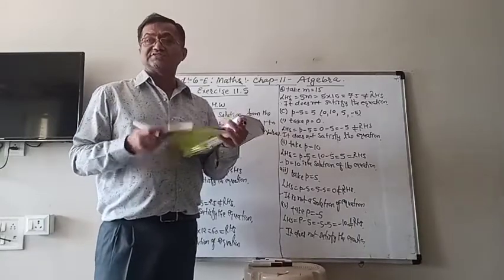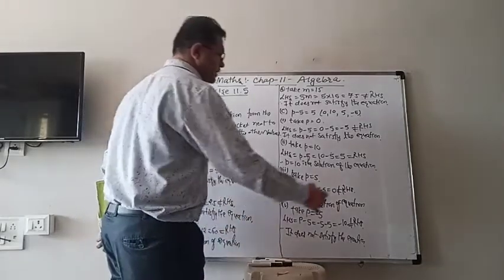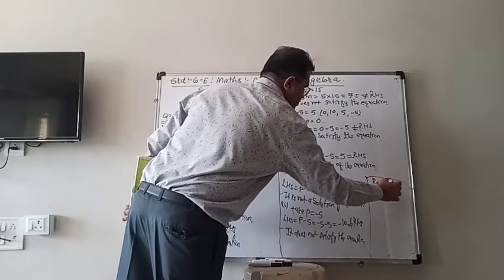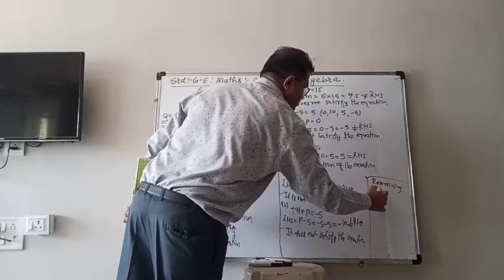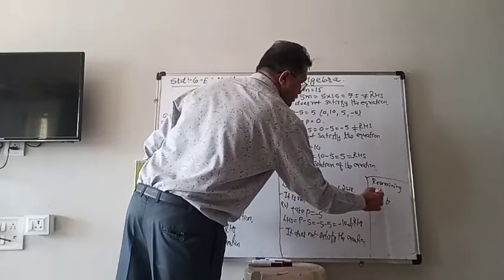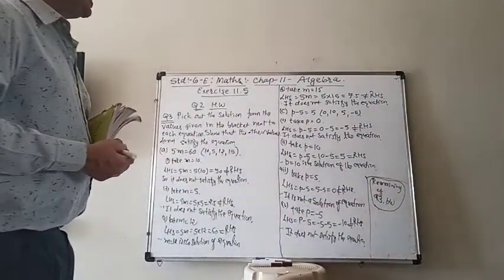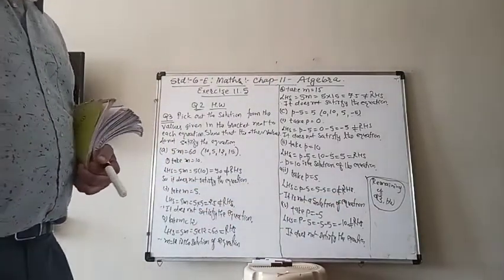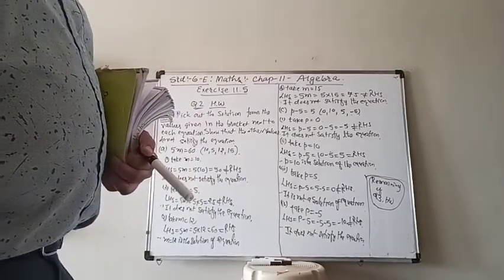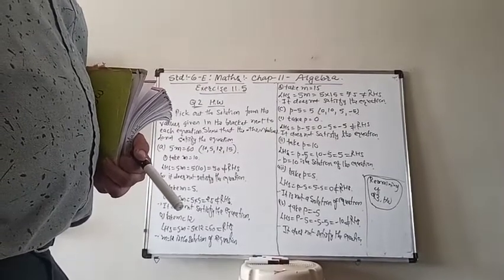So now, I think the others are very simple. So the remaining of question 2 and question 3, you will do in the homework, because it is very simple. Just take the different values, find the LHS. If LHS and RHS are equal, then it is a solution. Otherwise, it does not satisfy the equation.